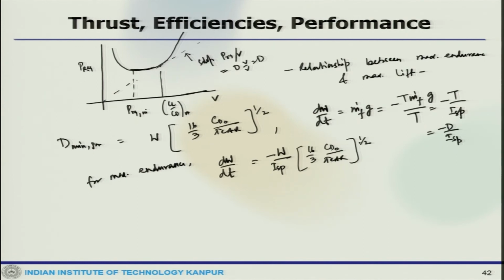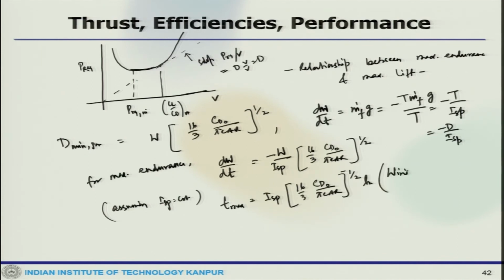So, now one can integrate this, assuming Isp to be constant. So, what we get is T max is Isp times CD naught by pi e AR to the power minus half, times ln W initial by W final. So, that is what we get.